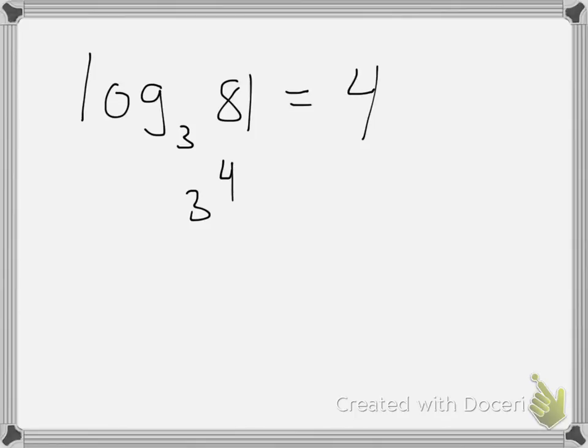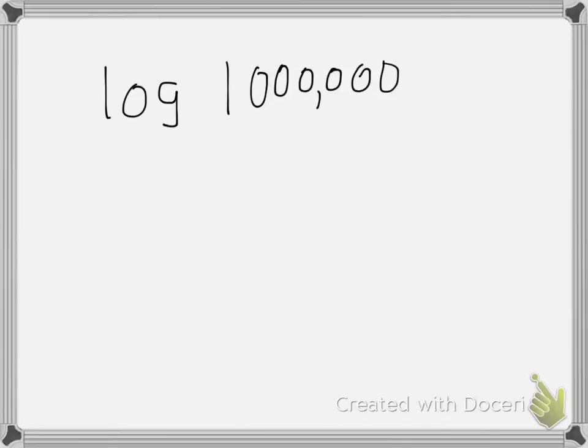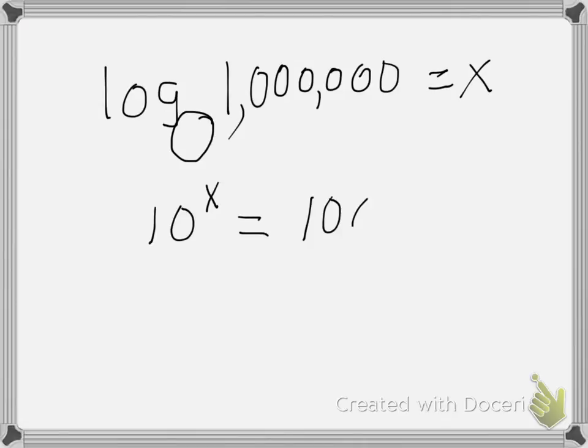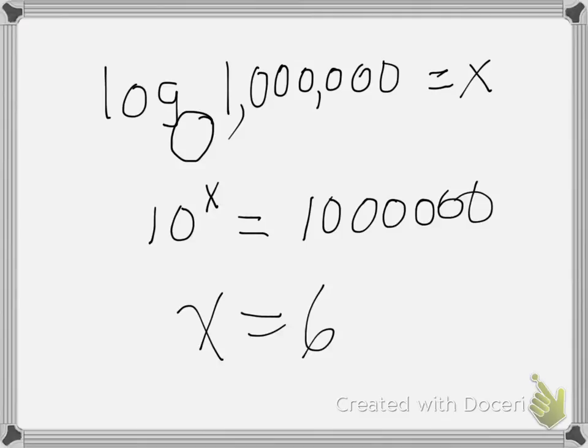And then there were some logarithms to simplify, something like the log base 3 of 81. Well, that equals 4, because 3 to the 4th power equals 81. Right. Okay, so what else could we look at? Something like the log of 1 million. Right. Now, when we don't put a base here, we assume that it's 10. If I set that equal to x, that means that 10 to the x is equal to 1 million. And that tells me that x equals 6.